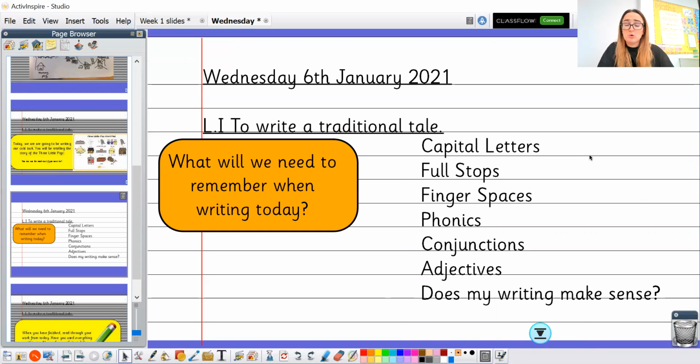Does it make sense? Because quite often we will be doing our writing and we will make mistakes without even realizing it. So read it back through. Does it make sense? Have you used all of those things that we've got above? Have you got capital letters? Have you got full stops? Have you got a conjunction in there? So does it make sense? And have a little think about that.